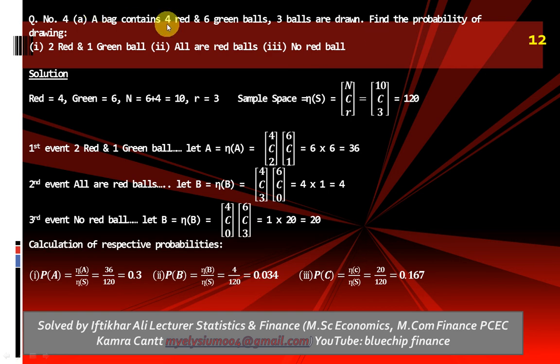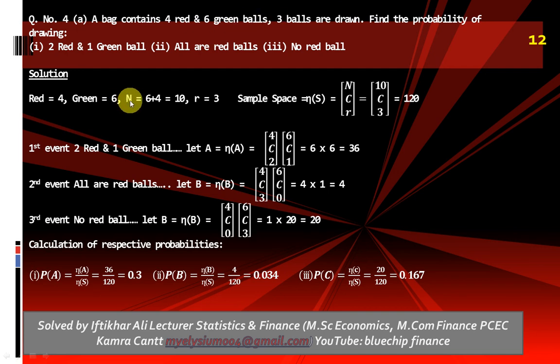Here we will apply the combination method, because the draw is more than 1: 3 balls are drawn. If the draw is more than 1 and there are different categories, then we should apply the combination method of probability. So what is that method? Simply first take the sum. The bag contains 4 red, 6 green.